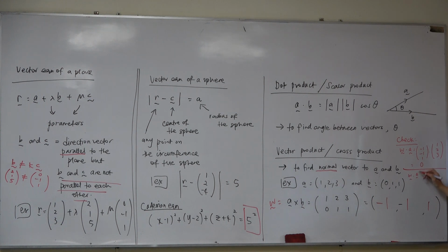I'm going to do further checking. W dot B is negative 1, negative 1, 1 dot 0, 1, 1. You should again be getting a 0. If it is not a 0, do check your answer.